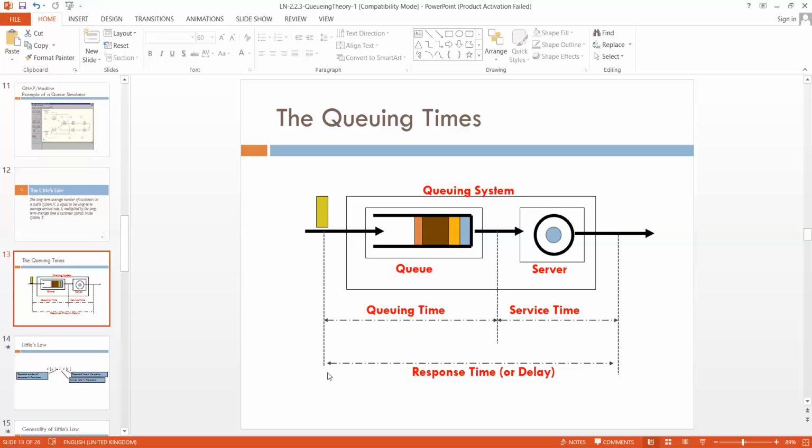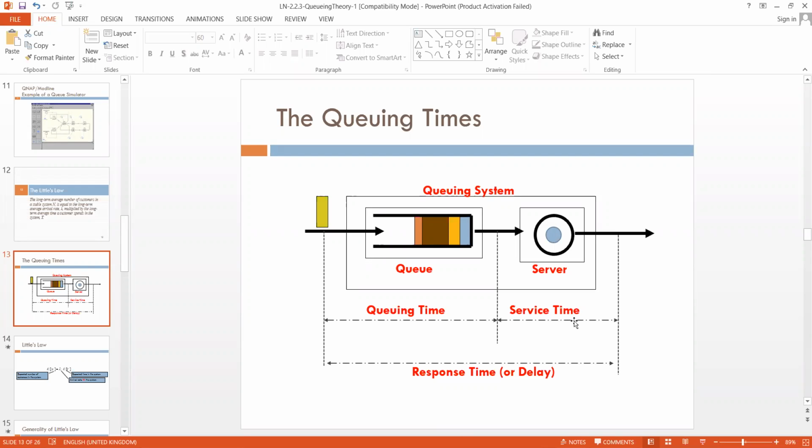Based on this response time, somebody can choose to walk out of the bank or not to even come into the bank again, okay? Or come back another day into the system. Why? Because of the number of people in the queue, okay? Very good.